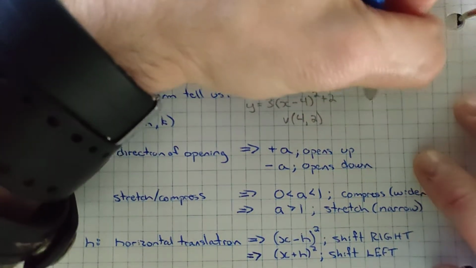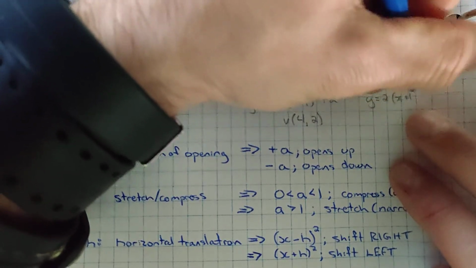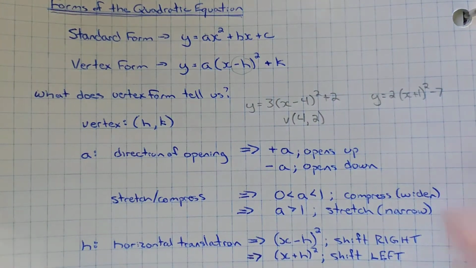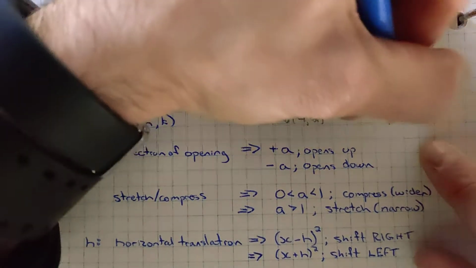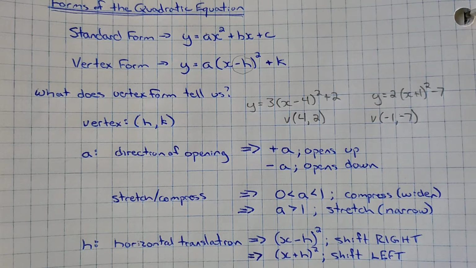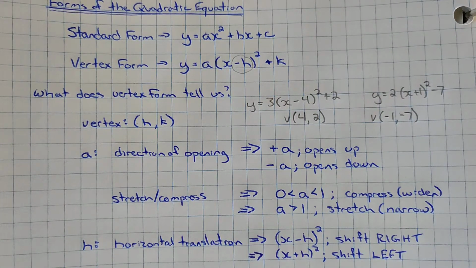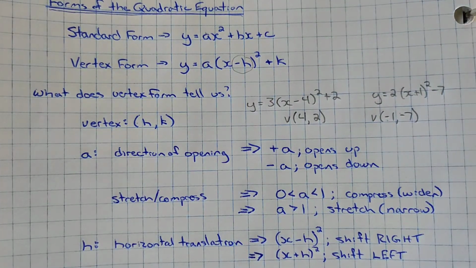So if we had another example here, y equals 2 times x plus 1 squared minus 7. Again, this value here, the h value, will flip, and it will be negative 1 and negative 7 as our vertex. Again, the k value is the y value that stays the same. It's the x value of the vertex, which is the h, that's the one that flips.